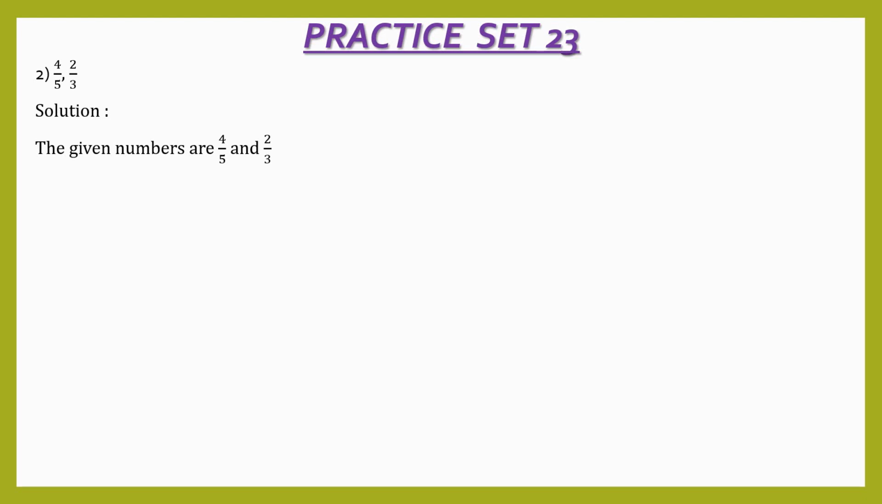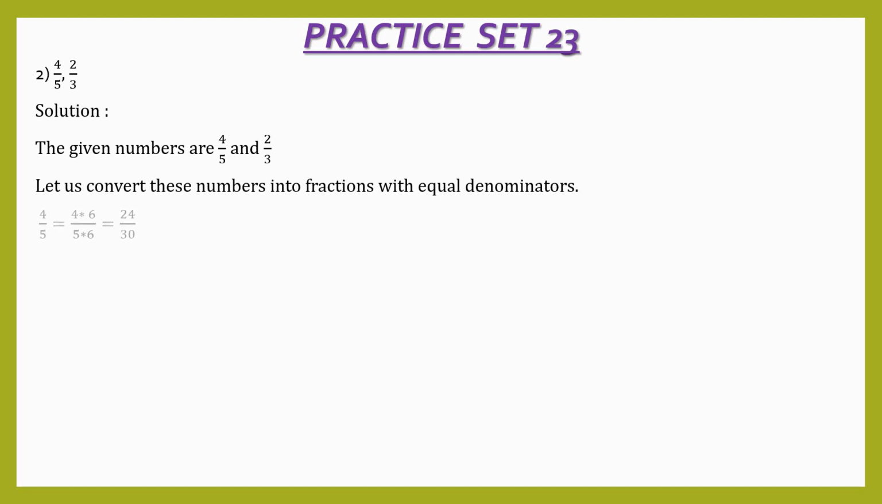So first we need to convert them into the same denominators and then we can proceed further. So let us convert these numbers into fractions with equal denominators. So 4 upon 5, we are going to multiply the numerator and denominator both with 6. So you will get 4 into 6 upon 5 into 6, which is equal to 24 upon 30.